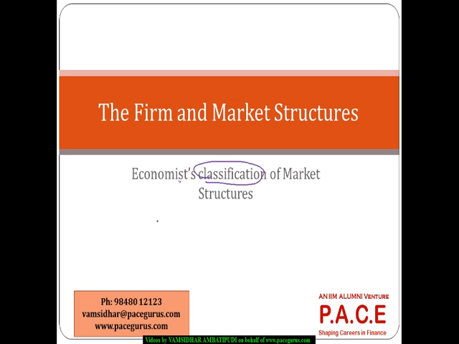Classification of the market structures. Economists classify the market structures into four broader categories. One, they talk about perfectly competitive markets, perfect competition. Then we are talking about monopolistic competitive markets. Then we have oligopoly, and finally it is monopoly.